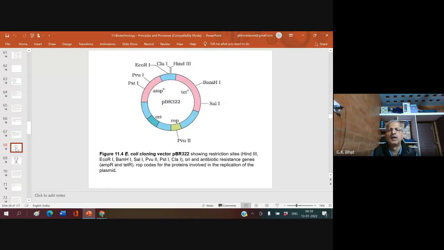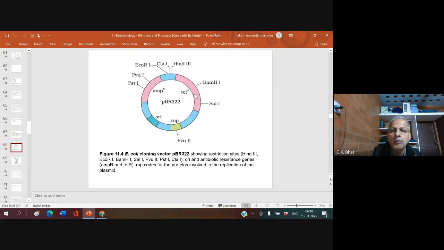Now see here, this is what you have. What is this called? So this is pBR322. It is a vector, a plasmid in E. coli. Cloning vector pBR322 showing restriction sites. These are all the restriction sites: HindIII, EcoRI, BamHI. These are all recognition sites.